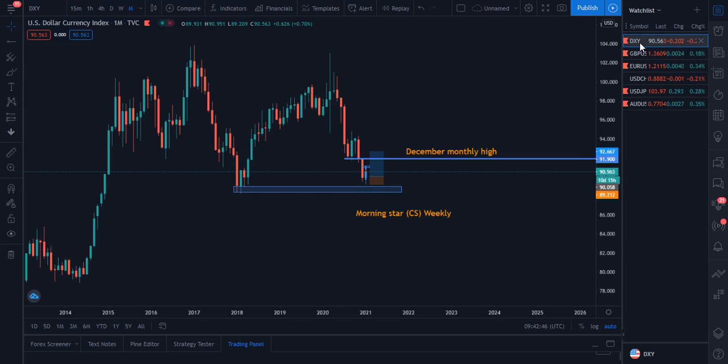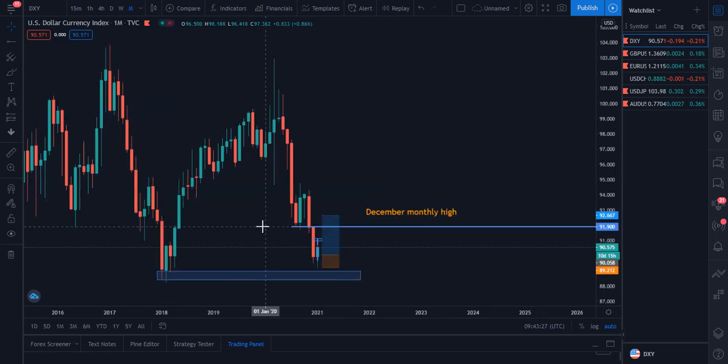I'm sure this is the first time you guys are seeing me using the DXY. DXY is the US dollar currency index. Basically, this will just show you if the dollar is strong. It will let you know that all the dollar pairs are positive, because it is positive here, and vice versa. If it is negative here, you will know that all the USD pairs are going to be selling.